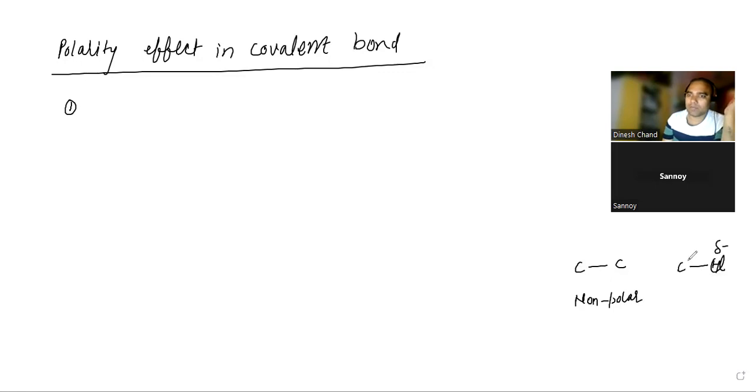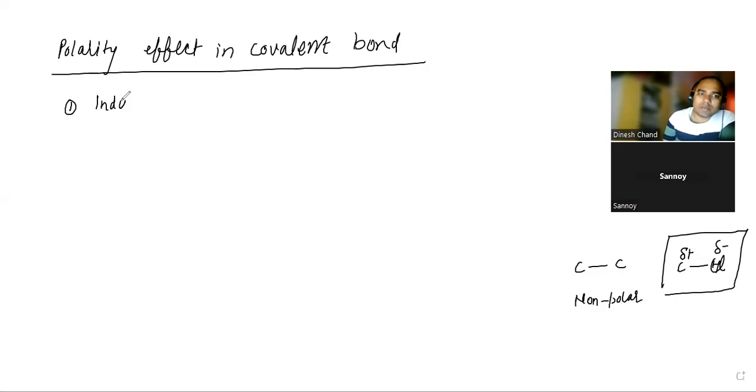So what we have to do is make the compound polar. To make it reactive, we need to make the compound polar. Getting the point? So we are going to produce the polarity effect in the covalent bond. What are the factors?